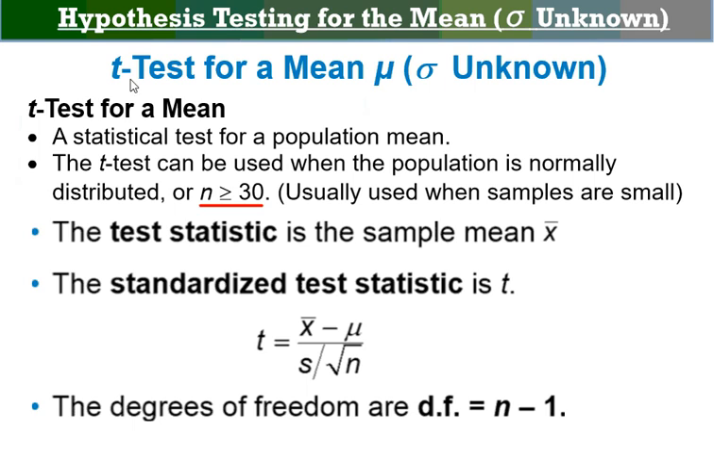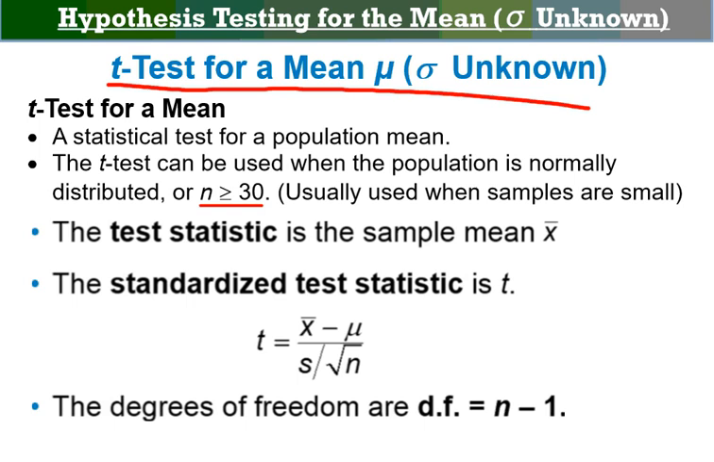So our goal now is to conduct what's called a t-test. It's not a z-test because we are using a t-distribution, because we have unknown standard deviations for the population, and usually small samples is where this will get used. The t-test can be used whenever our population is normally distributed or n is greater than or equal to 30. However, we usually rely on the t-test when the samples are small. So we really need that population to be normally distributed.